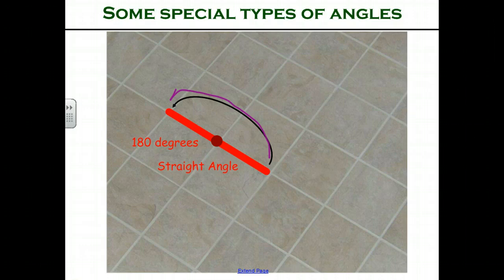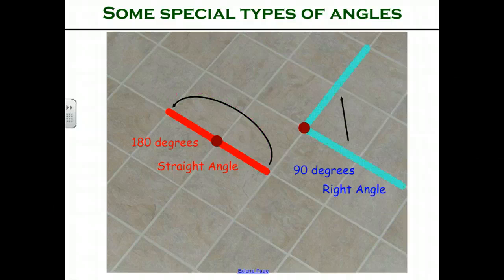And so the angle is the rotation that goes from one end of that ray to the other. On the other hand, we can go down one line and turn directly onto the other line. Now this creates what's called a right angle, which has a 90-degree angle, which is also sometimes called a square corner, because a square has all right angles.